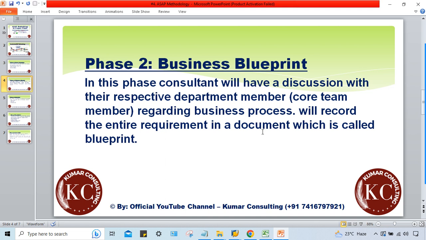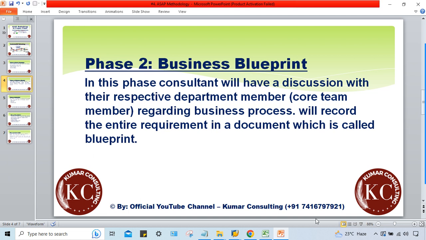And then generally what will happen, guys, when we have had a discussion with the core team member, and those things, as I said, must be documented. Once the blueprint document is prepared, it is going to have a sign off also. Sign off means the people involved from the client side, like the core team member, and a project manager from the client side, and from our side, senior consultant, junior consultant, and a project manager from our side also.